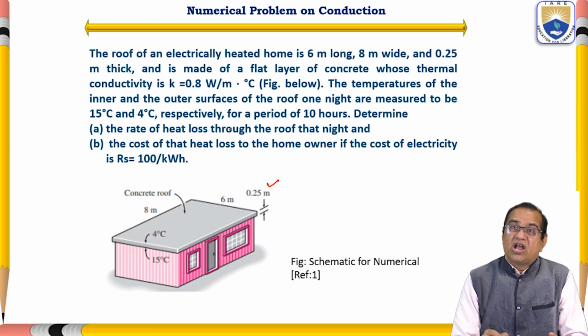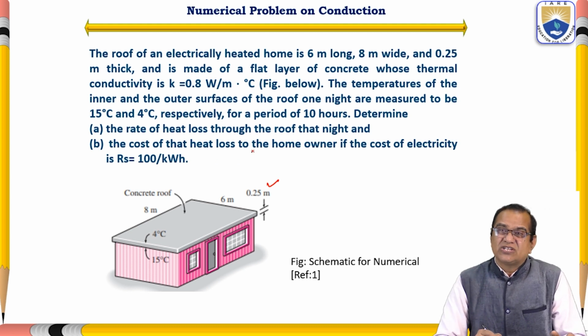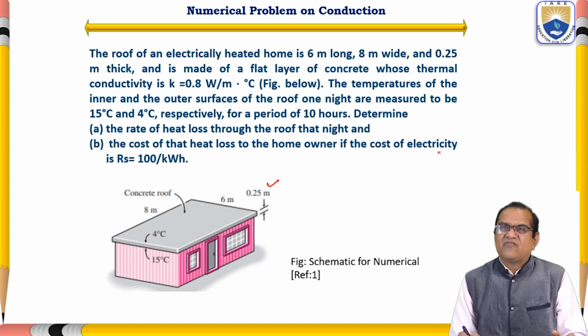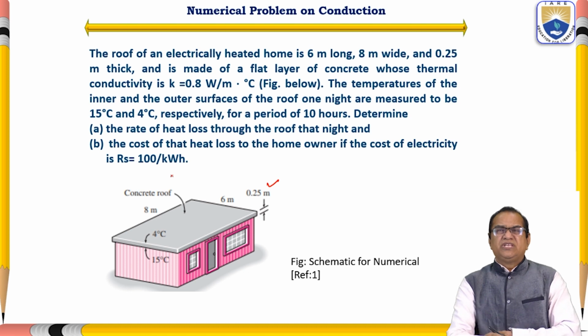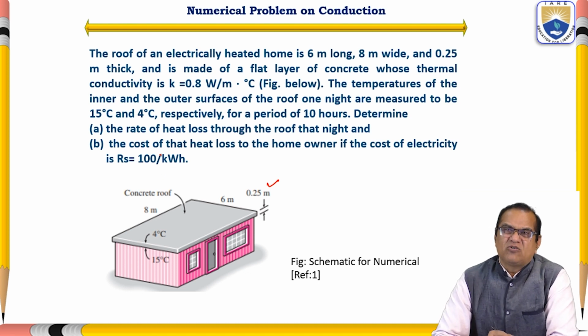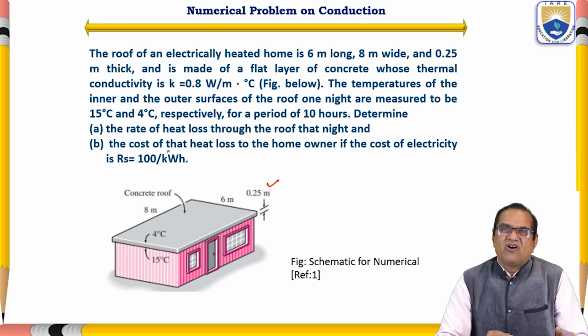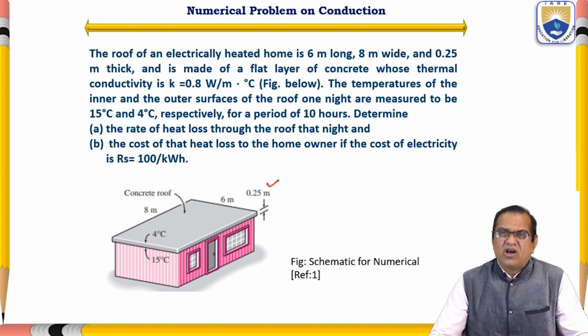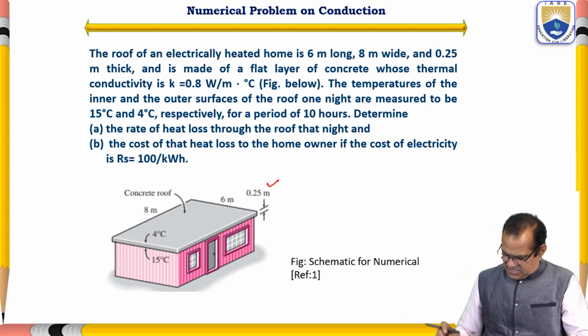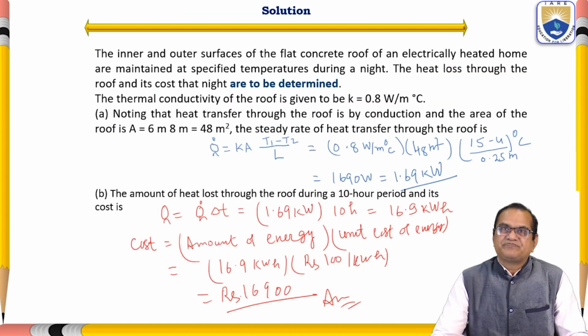Determine the rate of heat lost through the roof that night. So how much heat is lost from 15 to 4 degree for 10 hours, and the cost of that heat loss to the homeowner if the cost of electricity is rupees 100 per kilowatt. We have to solve this problem and find out how much cost is involved for the owner of this house. We will use the same formula of Fourier's heat transfer and then we will see how it happens.